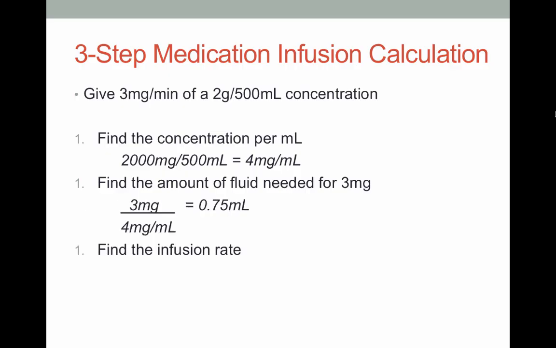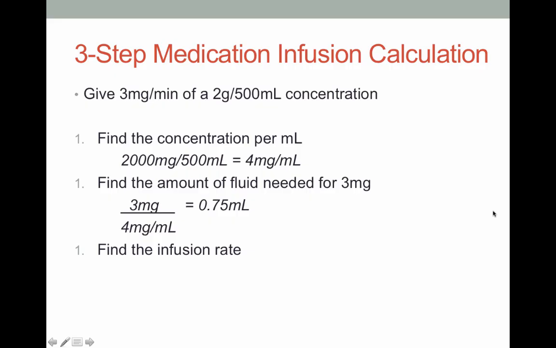Now that I've found the concentration per milliliter in the bag I'm using, I need to find the amount of fluid that I need for that 3 milligrams. So I've got 4 milligrams per milliliter. I've got the concentration in the denominator, and I want to find how many milliliters it takes for 3 milligrams. So put that in the numerator, 3 divided by 4, and I get 0.75 milliliters. These milligrams cancel out. I'm just left with milliliters.